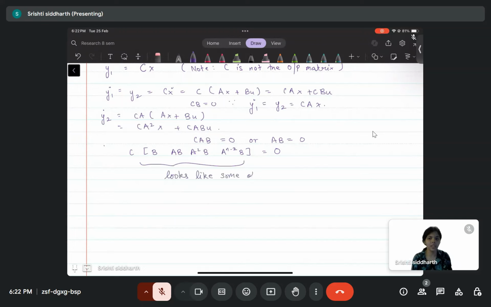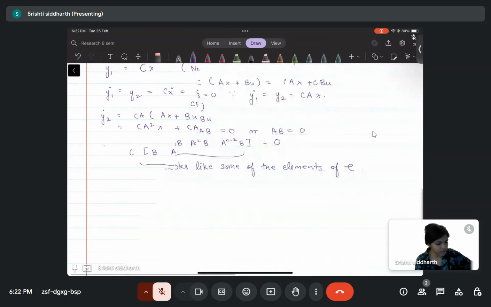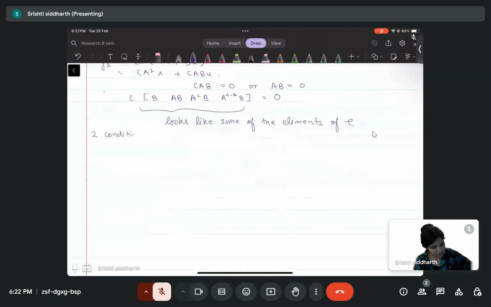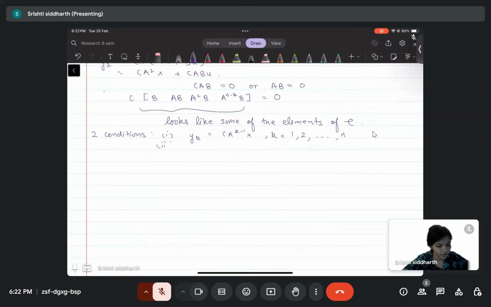Of the controllability matrix, so this is script C. All right, so there are two conditions then. The first one is that yk is CA^(k-1)x, where k ranges from 1 to n. And the second one is that CA^(k-1)b should be 0, so that we can have the chain of integrators. And this is also true for 1 up to n.